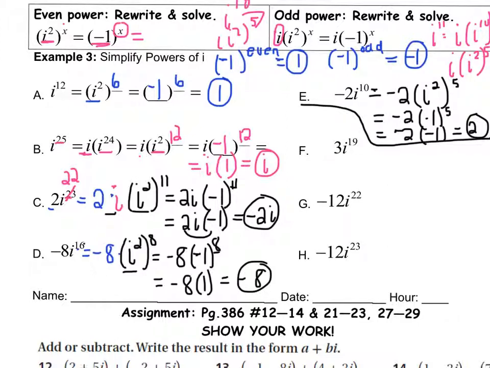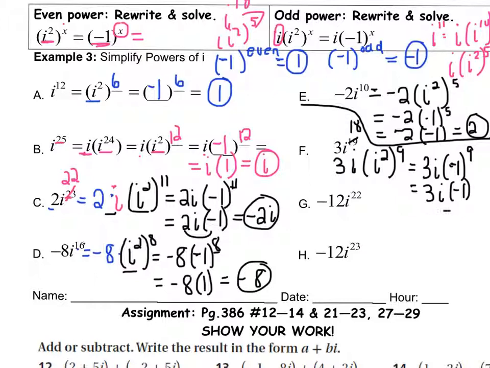On F, we'll have 3, and I'm going to pull out an i, so that instead of 19, I have 18. Then I'll rewrite that as i squared to the 9th, because 2 times 9 is 18. So I'll have 3i. I'll replace the i squared with negative 1 to the 9th. So I'll have 3i. A negative 1 to an odd power is negative 1. So the final answer is negative 3i, because you multiply the 3 and the negative 1.